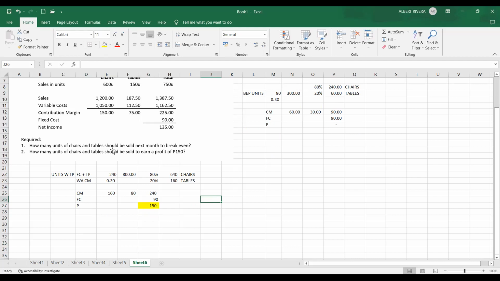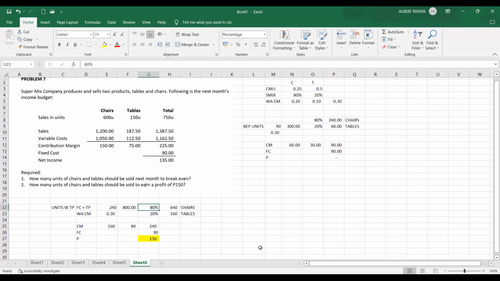Okay, so the answer for item 2, how many units of chairs and tables must be sold to earn profit of 150? That should be a total of 800 units of chairs and tables on an aggregate. However, if you're asked to compute for the detailed number of units of chairs and tables to be sold to earn a profit of 150, you must use the corresponding sales mix. Okay, so that is your problem 7.